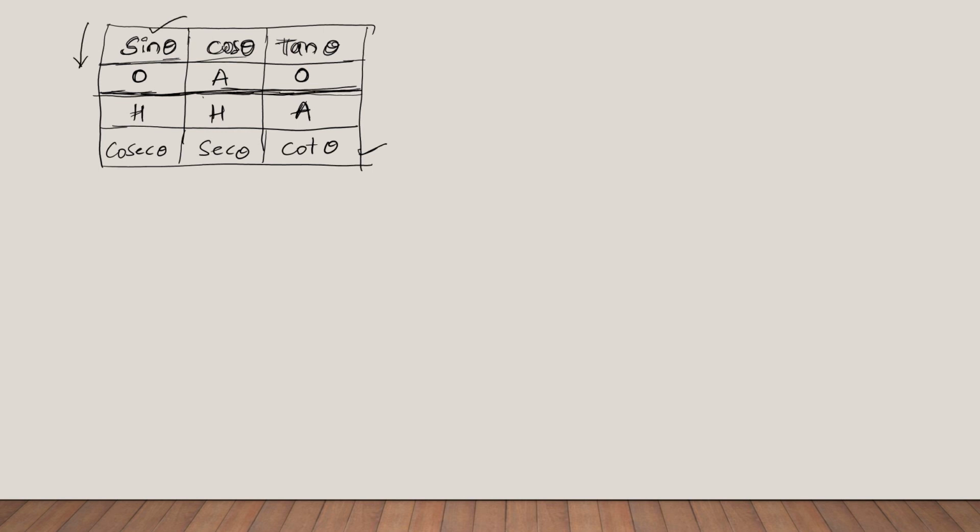So sin theta is opposite by hypotenuse. Cos theta is adjacent by hypotenuse. Tan theta is opposite by adjacent. Right? So if you want the ratios which are below, then you read it in the reverse order, from down to top. So hypotenuse by opposite, hypotenuse by adjacent, adjacent by opposite.